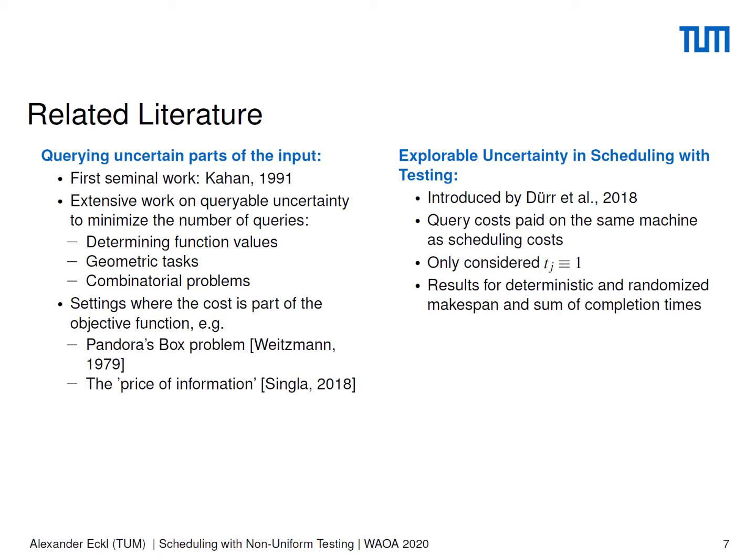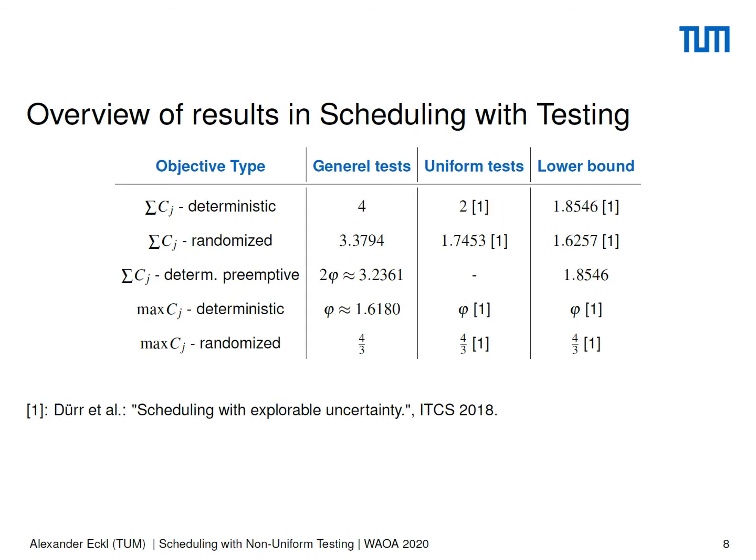Dürr et al. only considered the case where the tests are uniformly equal to 1, and they presented results for deterministic and randomized makespan, as well as the sum of completion time. We present these results on the next slide together with our results for the general case. We have considered the deterministic and randomized settings, both for the objective of minimizing the sum of completion times, as well as the objective of minimizing the makespan. Our results for these can be found in the general tests column. The results of Dürr et al. can be found in the final two columns.